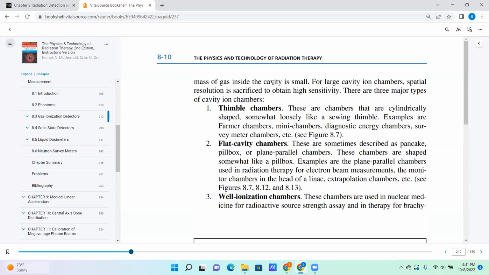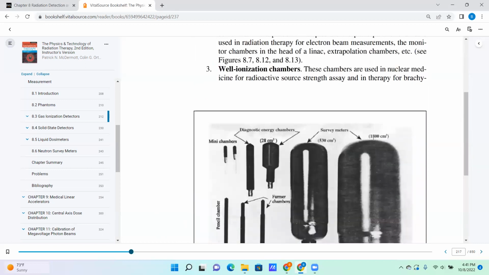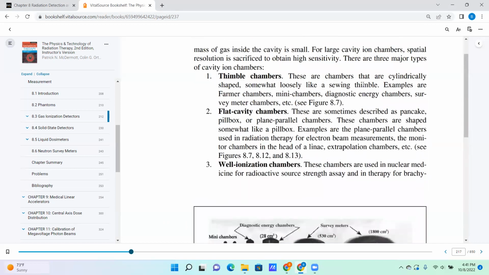So you've got three major types of cavity ion chambers. You've got the thimble, flat cavity, and the well ionization chambers. And you can see these here. The thimble chambers are cylindrically shaped, somewhat loosely like a sewing thimble. Examples are Farmer chambers, mini chambers, diagnostic energy chambers, survey meters. Flat cavity chambers are sometimes described as pancake, pillbox or plane parallel chambers. They're shaped somewhat like a pillbox.